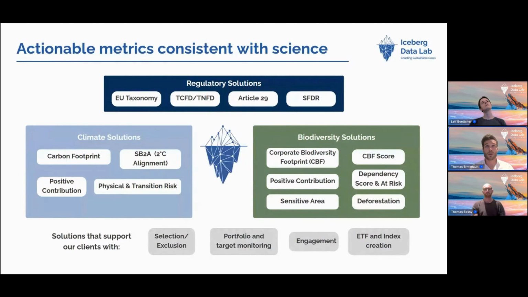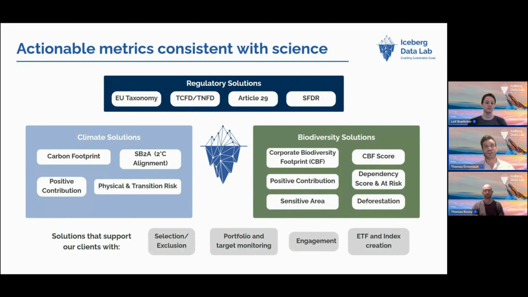What do we produce? Climate solutions, biodiversity solutions. Today we'll focus on the left-hand side. We have carbon footprint, SB2A, which is the tool, the indicator we will discuss today, but we have also positive contribution and physical and transition risk. That's for climate. On the biodiversity side, our flagship indicator is the CBF, corporate biodiversity footprint, and we have plenty of other indicators such as deforestation or sensitive area flag for the assets of companies. Please join all our other webinars when we discuss biodiversity.